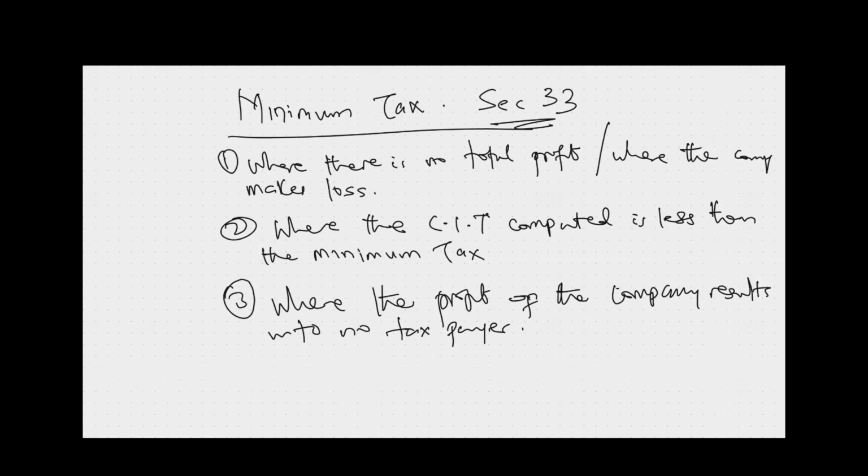So number 3, what I was saying is that the company will be assessed with tax where the profit they make results into no tax payable. So this is what we mean. There are some profits of the company exempted from tax. Now, let's assume that all the profit of this company is profit that is exempted from tax. Then that means they will not pay tax, right? So minimum tax is saying that if that's the situation, minimum tax will become applicable.